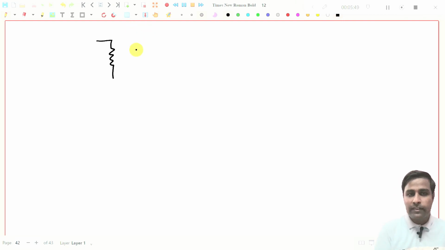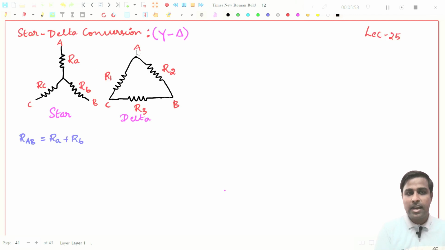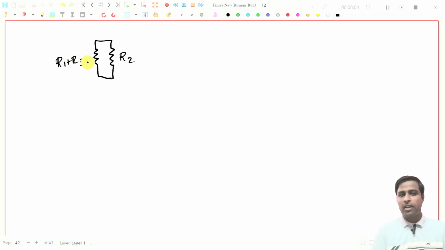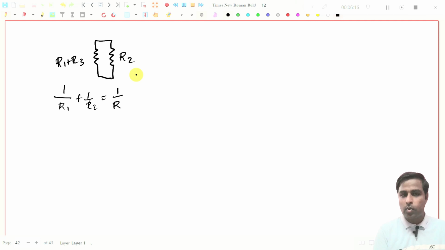So I will draw like this. This is already R2. This is R1 plus R3, right? Now you see these two resistors are connected in parallel. So what you will get? If it is parallel, what we have seen, 1 by R1 plus 1 by R2 should be equal to 1 by RP, right? We know this. We have already seen.